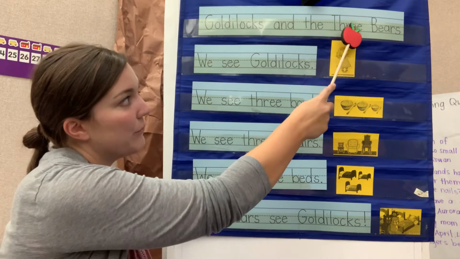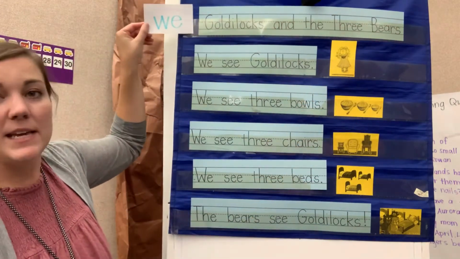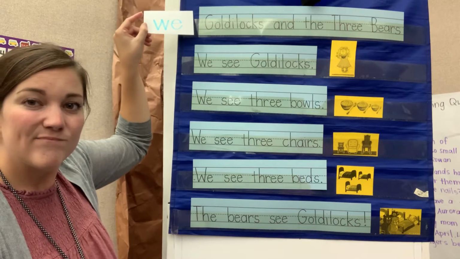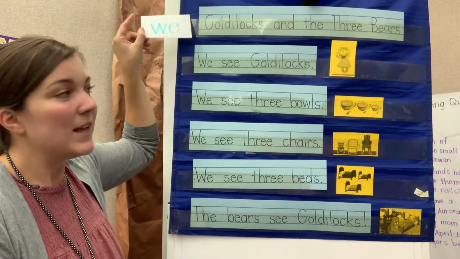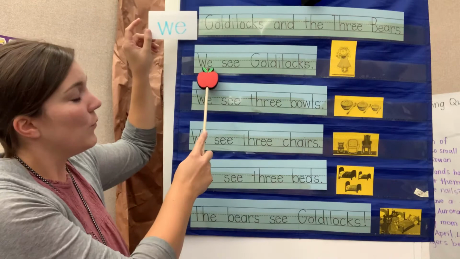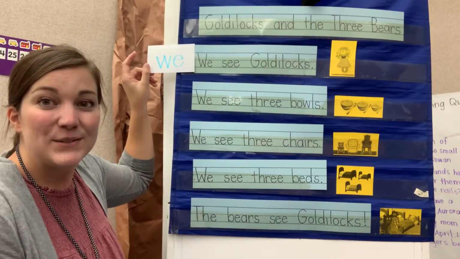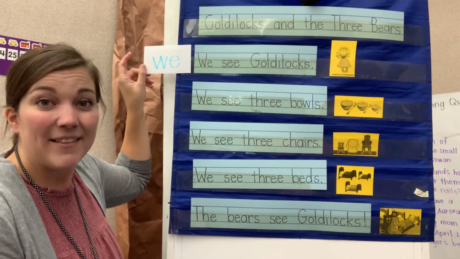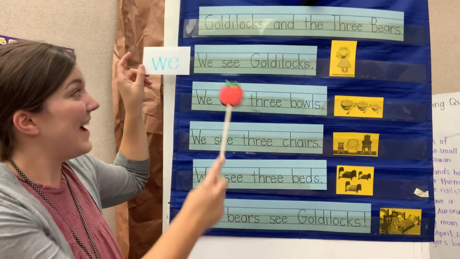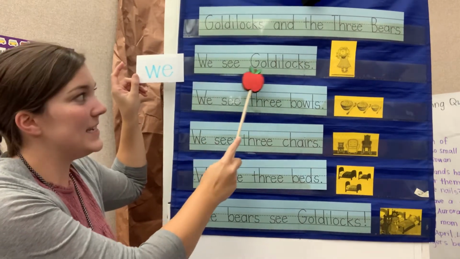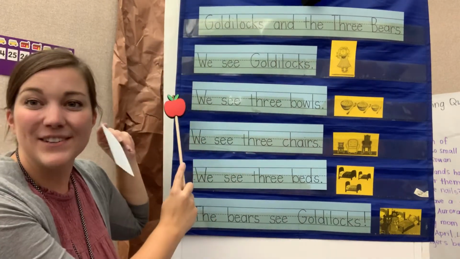Goldilocks and the Three Bears. Do you see our sight word in the title? I don't see it in the title either. Let's go to the next line. We see Goldilocks. Do you see the sight word we in that line? I see it too at the very beginning. We see Goldilocks, we. There's our sight word.